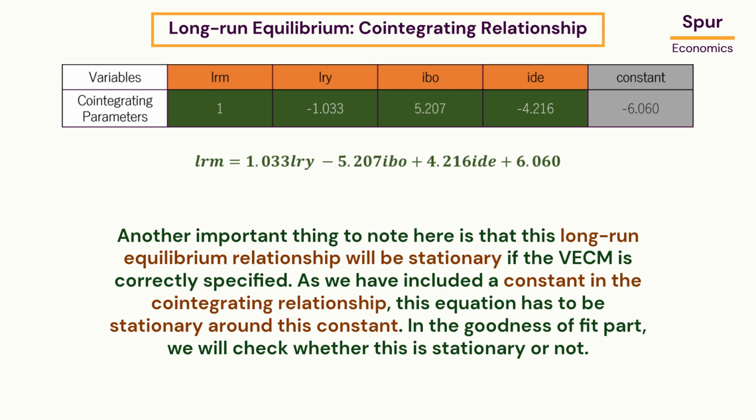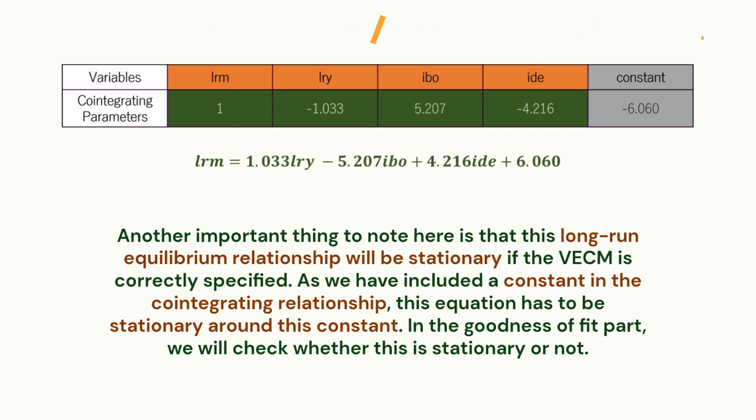Another important thing to note here is that this long-run equilibrium relationship will be stationary if the VECM is correctly specified. As we have included a constant in the cointegrating relationship, this equation has to be stationary around this constant. In the goodness of fit part, we will check whether this is stationary or not.